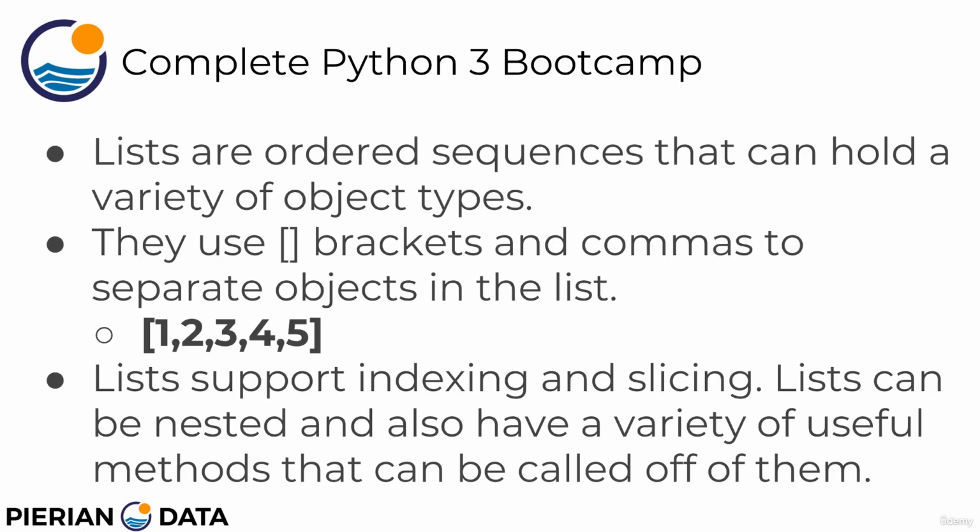Lists are ordered sequences that can hold a variety of object types, and they use square brackets and commas to separate the objects in the list. For example, here we can see a list of numbers 1, 2, 3, 4, 5. And lists, just like strings, support indexing and slicing. Lists can also be nested and have a variety of useful methods that can be called off of them. Let's explore all these concepts in a Jupyter Notebook.